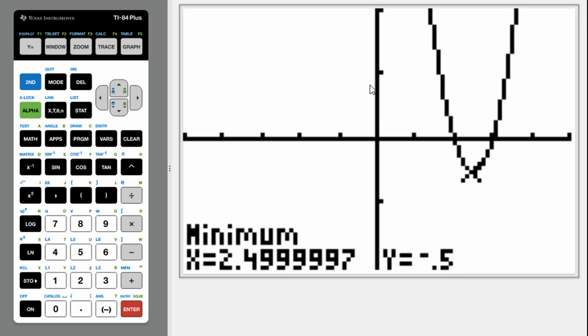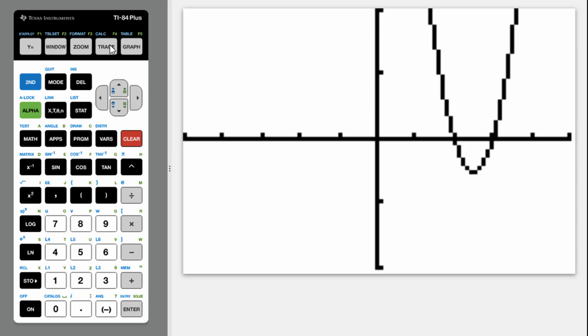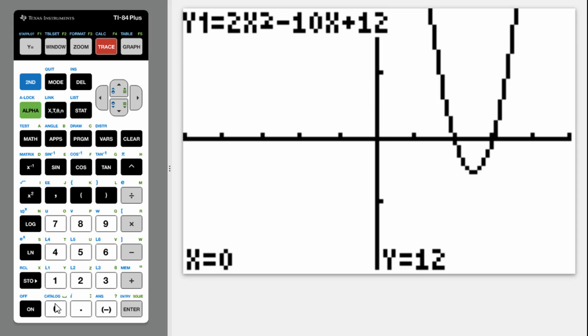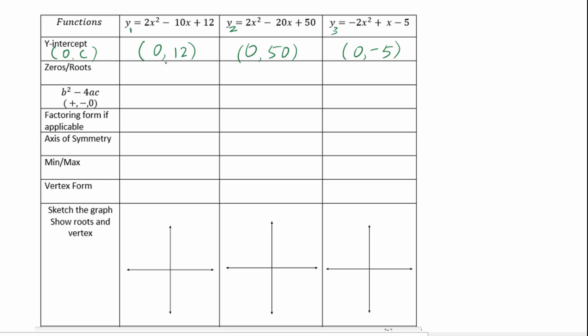We already know the y-intercept. That is 10. It didn't show in this window. Even if the y-intercept doesn't show in this window, you can still use the calculator to get it. Go to trace, then press 0, enter. Because for the y-intercept, you do know that it's f of 0. So we can fill out the form for y1 now.